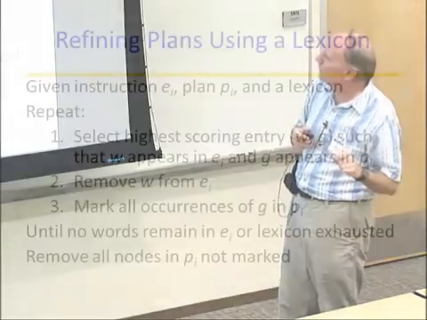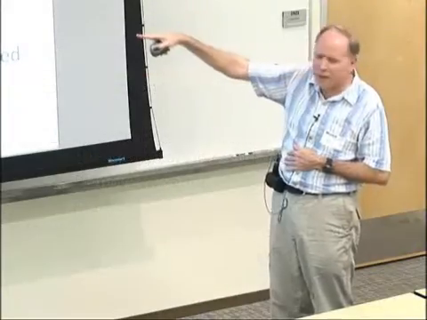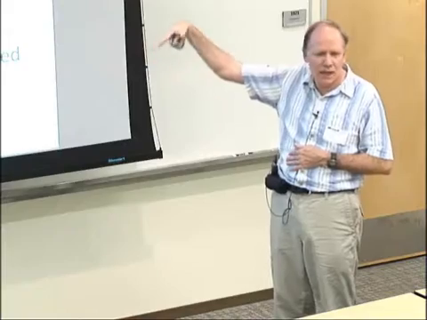So there's a little bit of pseudocode here in the earlier slide about it. It selects the highest scoring entry at each point in the lexicon, removes that word from the sentence, and then keeps doing that until it's exhausted the words in the sentence.